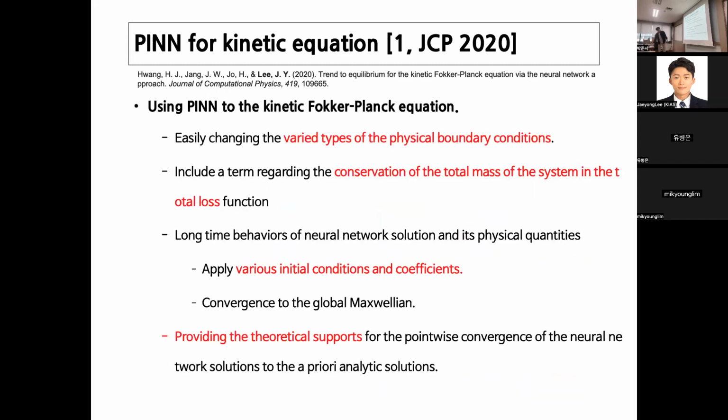As I said, we already know the conservation of the total mass. So I just put the total mass at any time as a loss function, to enforce that the volume of this distribution is 1. I see.